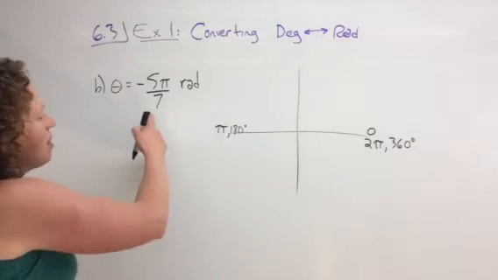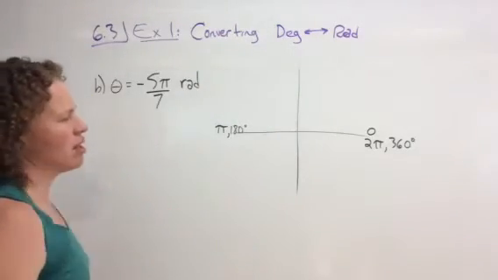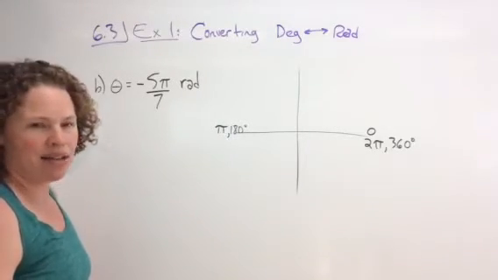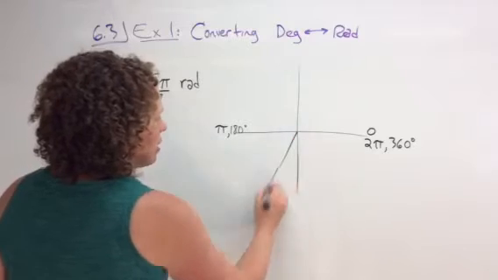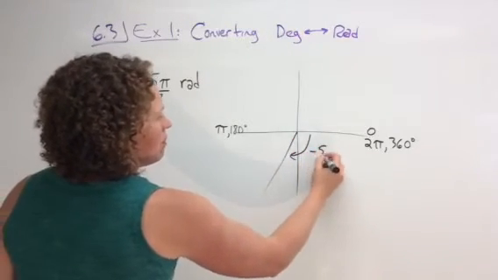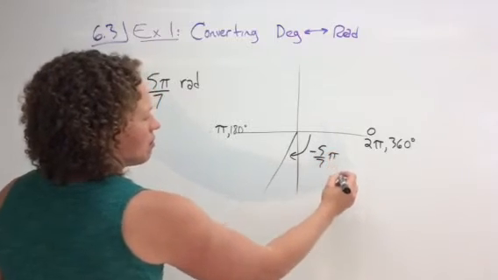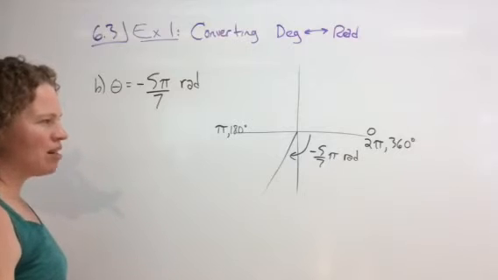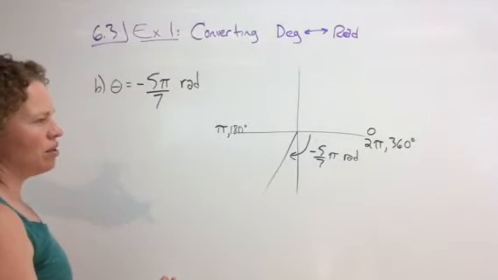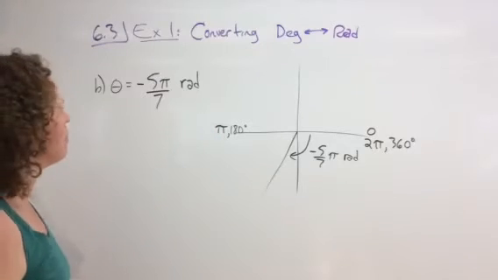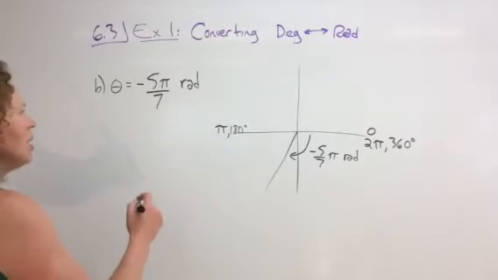So if it's 5/7, I know it's going backwards, that takes care of the negative. 5/7 is a little bit past half, so I'm just going to go like that-ish. And so that would be my negative 5/7 pi radians. So I'm going to expect that my degree, when I figure it out, is going to be between 180 and 270.